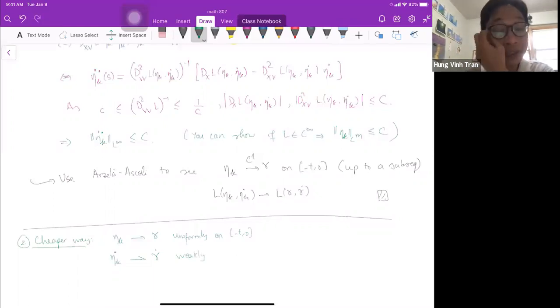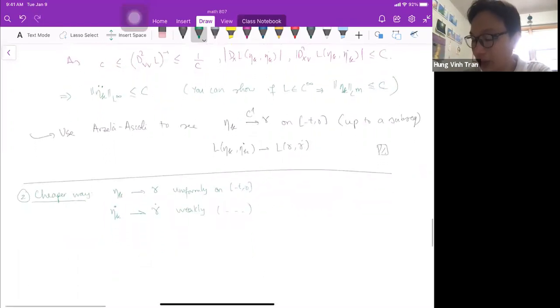I'm being vague about which sense here. I mean, you can do weak-star L infinity, or stuff like that, depending on topology. Or you can do weakly in L2. Sometimes that's enough. And then you can use actually the lower semicontinuity property of the action functional, right? So you don't need, actually the limit is the same.